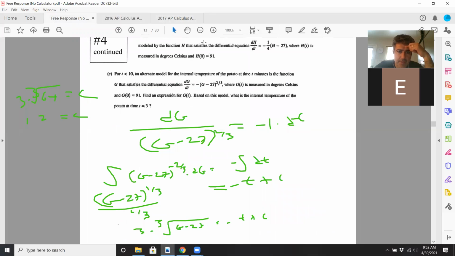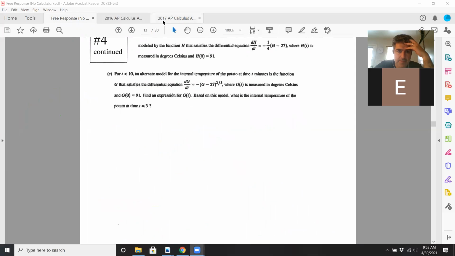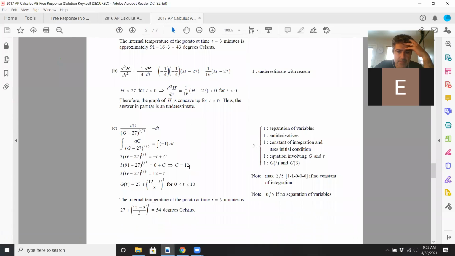So then I would say, okay, 3 times the cube root of g minus 27 equals negative t plus 12. Then I have to isolate g, which is going to be a little bit of work. I'll just show you the solution key at that point. So to give you another point for finding that equation, and then I guess you had to use it to plug in 3, right? You plug in 3 because they wanted the temperature there. So that's all for that one.